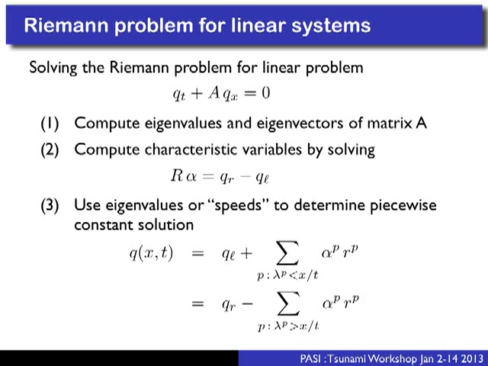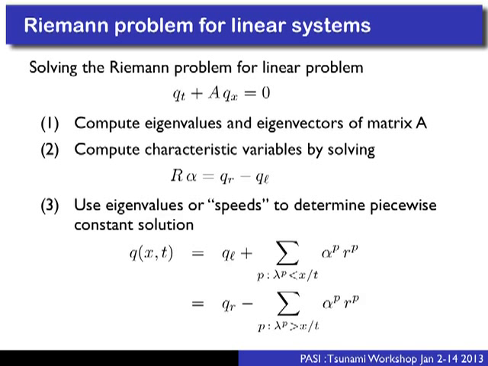So just a reminder, yesterday we looked at this problem. q_t is this constant coefficient matrix A times q_x. We computed the eigenvalues and the eigenvectors. We computed the characteristic variables by solving that equation. These methods are really only going to be viable if we can do that analytically. But remember, in this case R was a 3x3 matrix, and it's fairly easy to invert R. So we could do that analytically. We could find the eigenvalues and eigenvectors analytically.